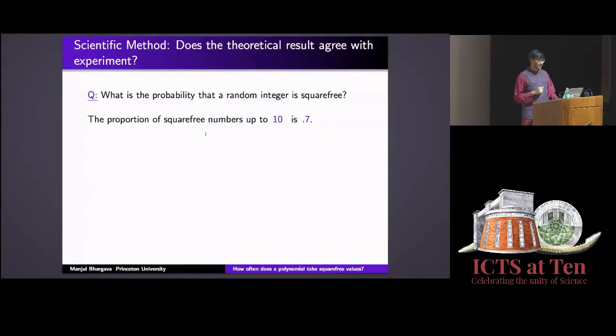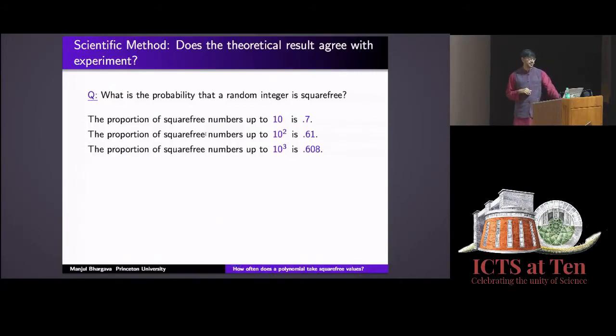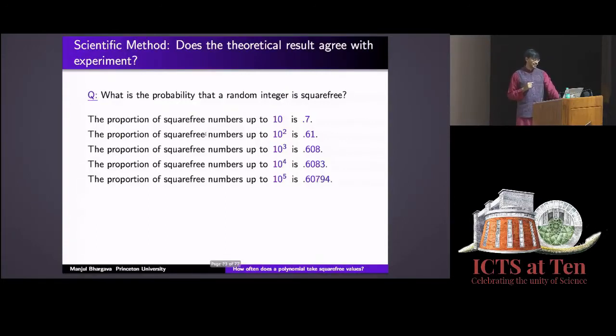If you count the number of square free numbers up to 100, you find that they're exactly 61. So already by 100, it's giving the exact right prediction. If you count up to 10 cubed, it's 0.608. Remember, the actual correct probability, 6 over pi squared, is 0.6079. So here we're still at 0.608. But then by 10 to the 5, you're already at 0.6079.